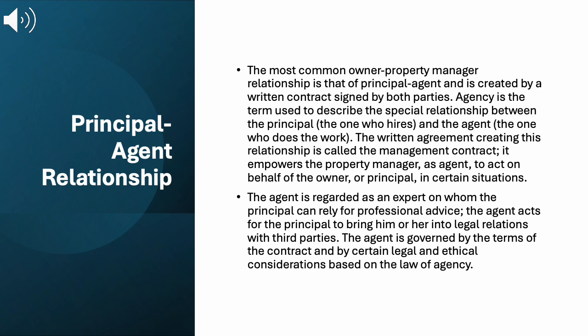Principal-agent relationship. The most common owner-property manager relationship is that of principal-agent and is created by a written contract signed by both parties. Agency is the term used to describe the special relationship between the principal, the one who hires, and the agent, the one who does the work. The written agreement creating this relationship is called the management contract. It empowers the property manager as agent to act on behalf of the owner or principal in certain situations.